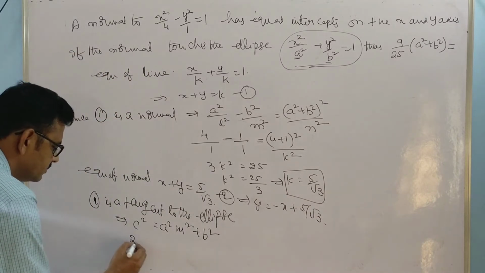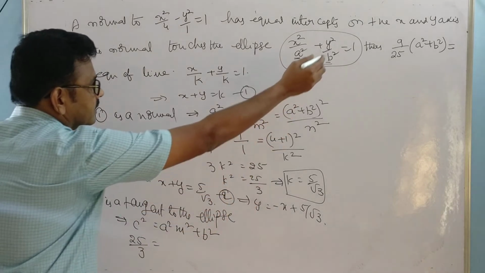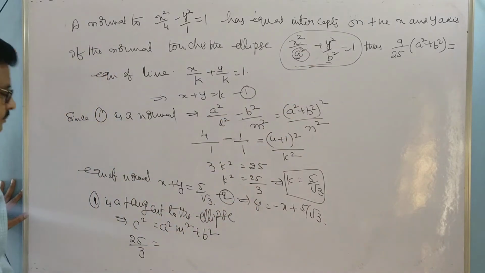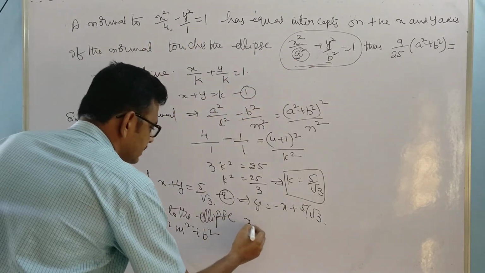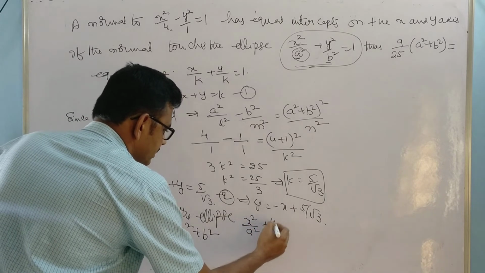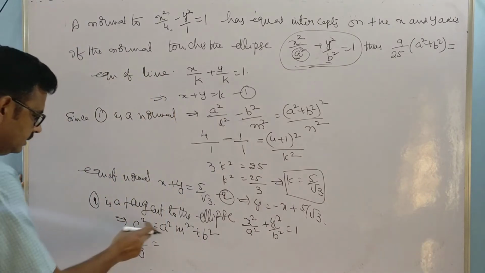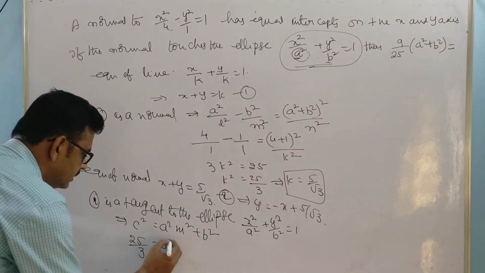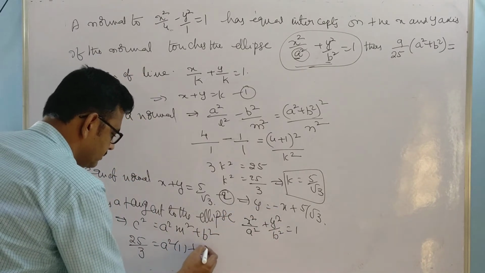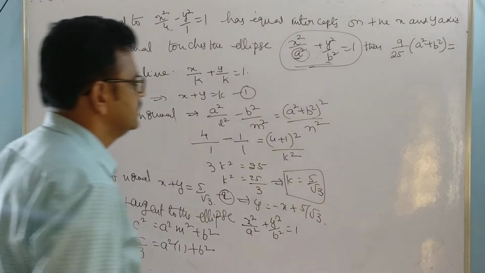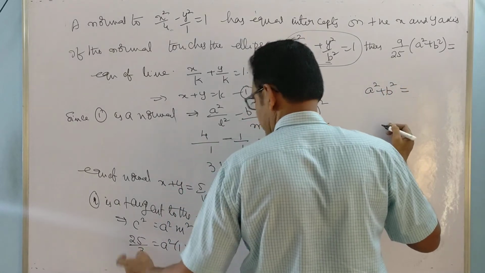C square is what? 25 by 3 equal to a square. A square is a square only. So this is a square, not this one. This is the ellipse x square by a square plus y square by b square equal to 1. So a square into m square, what is m square? Minus 1 whole square. So this is 1 plus b square is b square. So this is a square plus b square is equal to what?